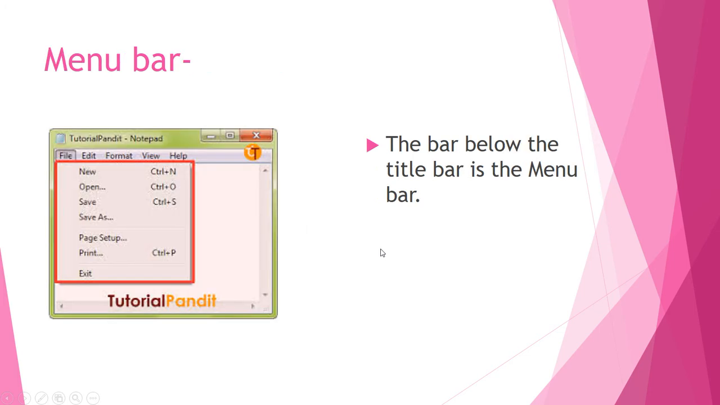Next is menu bar. The bar below the title bar is the menu bar. The menu bar displays names of 5 menus: file, edit, format, view and help. A menu at an eatery offers a list of food to choose from. Similarly, each menu on the menu bar has a list of options. We simply click on a menu and a list drops down and you select your option.